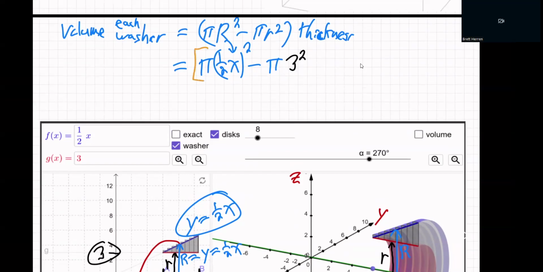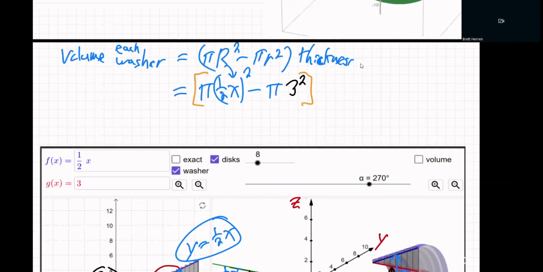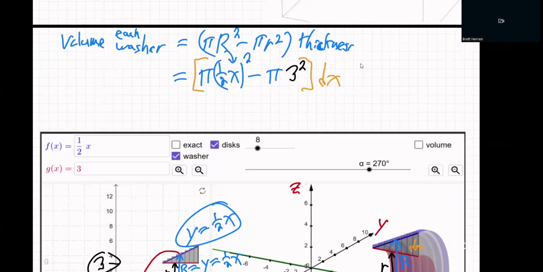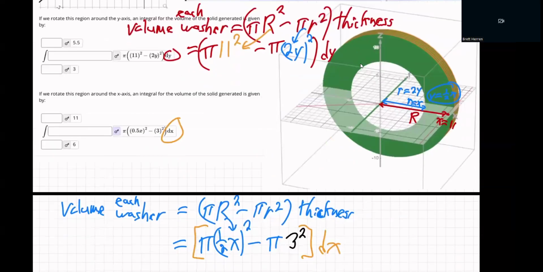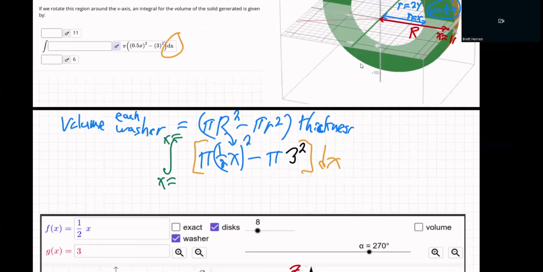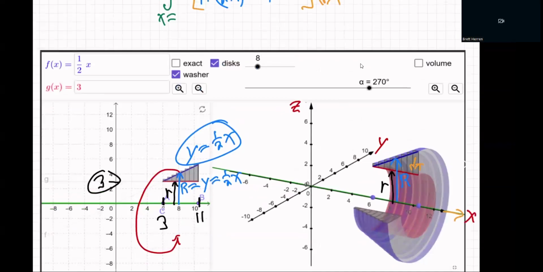And the thickness, well, we know the thickness is dx. They're dx thick in the x direction, aren't they? Dx, and that matches what we get there. And then we just need to put an integral in the front of that. Since it's a dx integral, we go from x equals what to what? Well, we're going from 3 to 11 on the x-axis, aren't we?